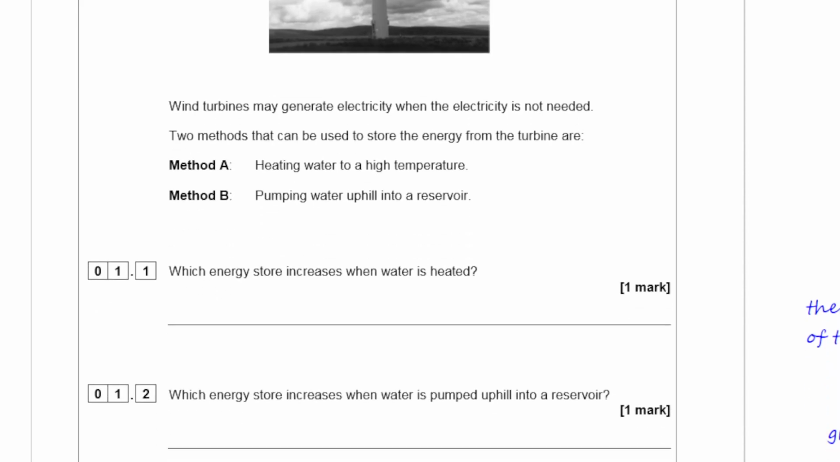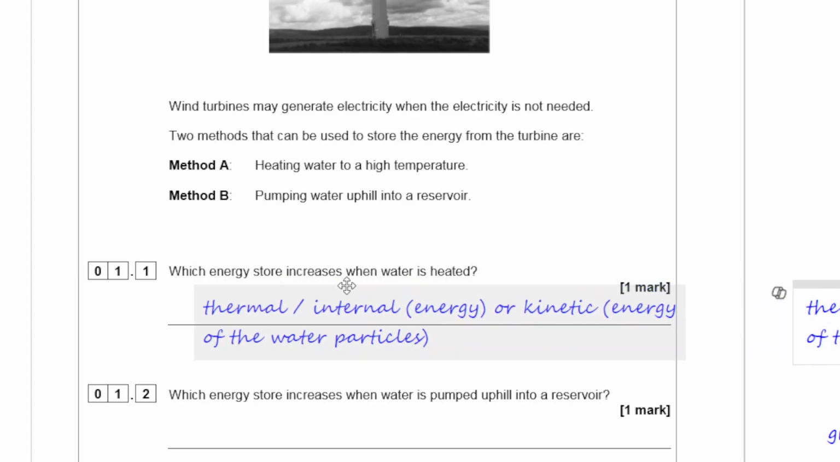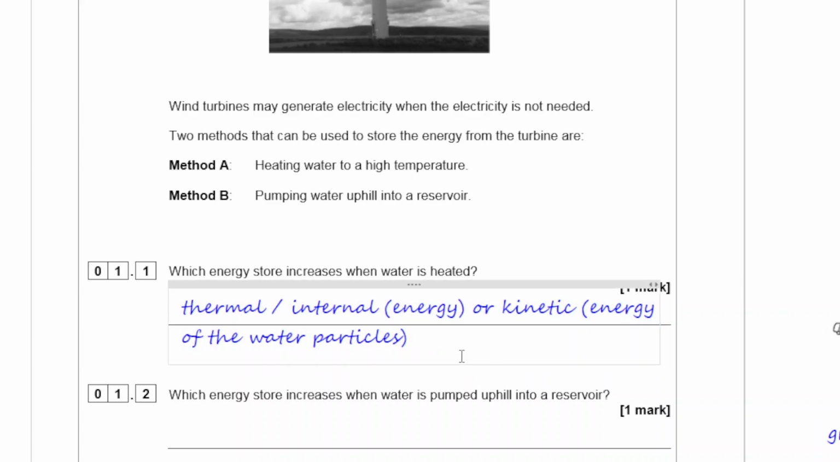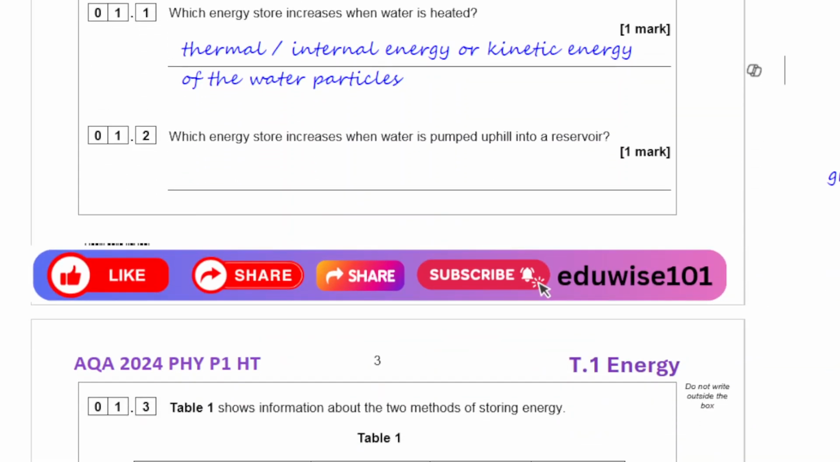Which energy store increases when water is heated? That would be the thermal energy, or you could call it the internal energy as well, or even the kinetic energy of the water particles. So any three of these would be fine. Which energy store increases when water is pumped uphill into a reservoir? That would be the gravitational potential energy.